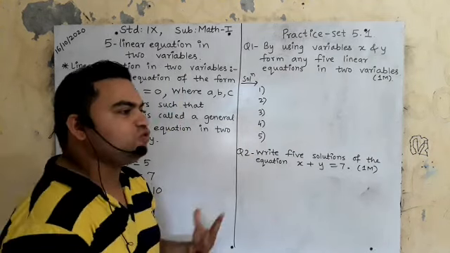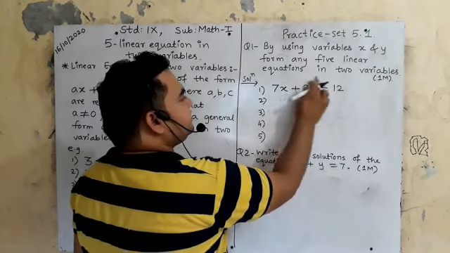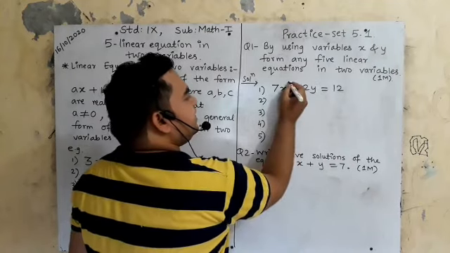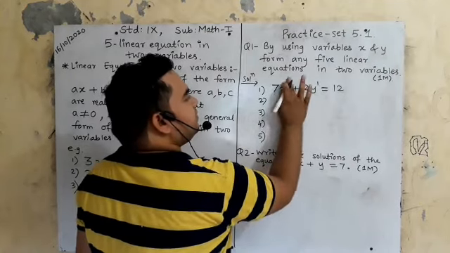See, I will write here 7x plus 2y is equal to 12. Is it a linear equation in two variables? Yes. Why? x and y are two variables whose highest index is 1. Here the index is not written, but if it is not written, it means the highest index is 1. Is it clear? And 7 and 2, this is a, this is b, and this 12 will come to this side, so it will be minus 12 is equal to 0. So this 12 will be c.